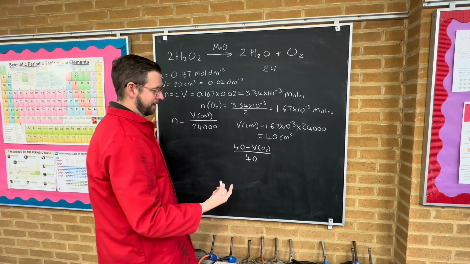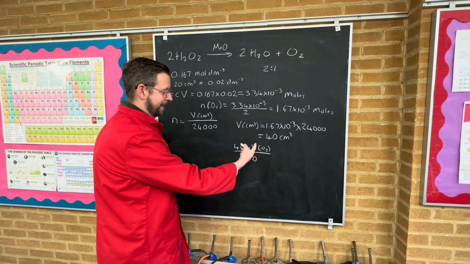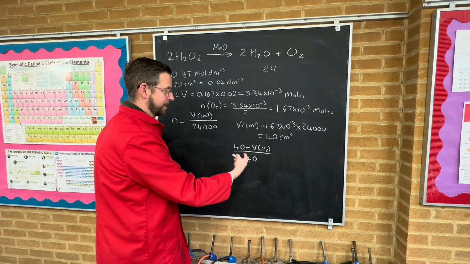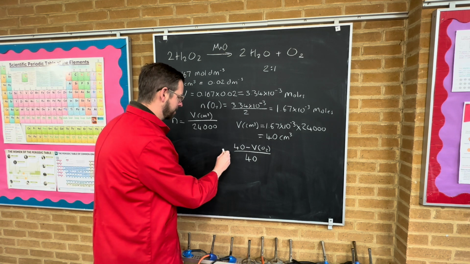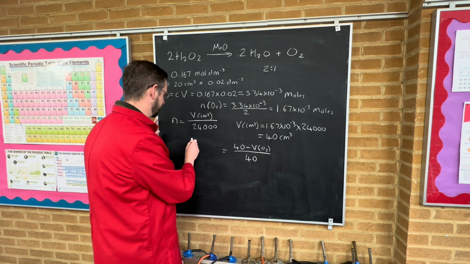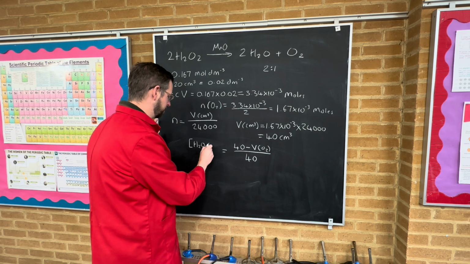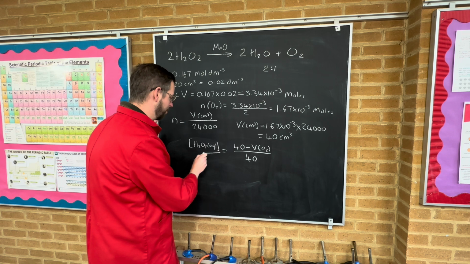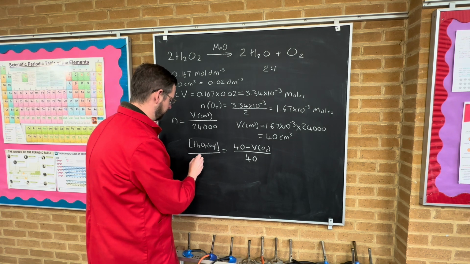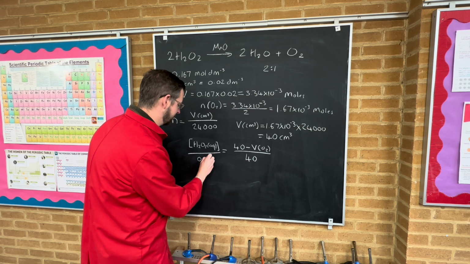So for example, if we get 20 centimetres cubed, 40 minus 20 would be 20. 20 over 40 is half. It would be halfway through the reaction. At halfway through the reaction, we could work out what the concentration of H2O2 is with respect to the original concentration, which was 0.167.